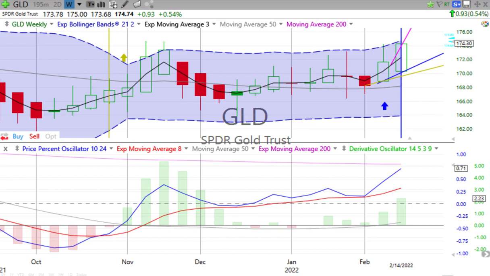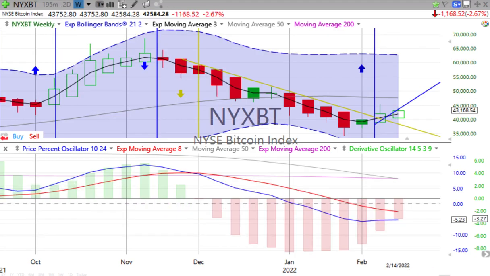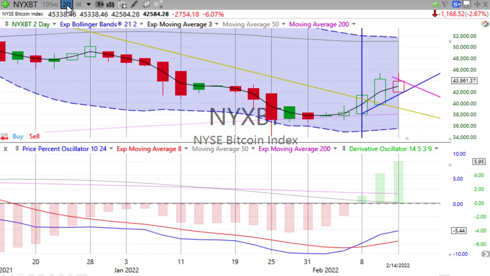Now, lastly, we go to Bitcoin. What do we see going on in Bitcoin? Well, we have a green candle trying to start the week off, although when we look at where Bitcoin is for the day, it was down 2.97%. You look at our Heikin-Ashi candlesticks, they show you a little difference in the average pace. Check out that price percent oscillator. It's flat. Derivative oscillator is again losing downward momentum. So we have some hope for Bitcoin.